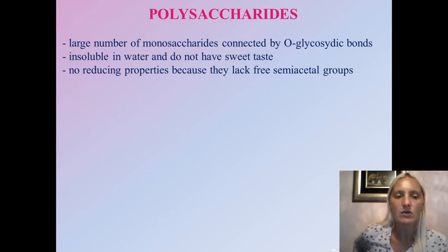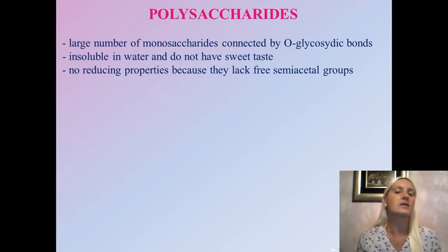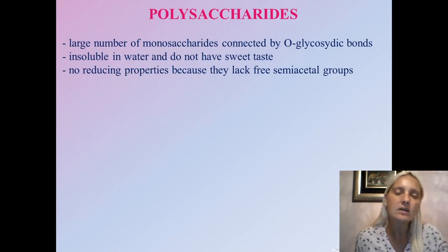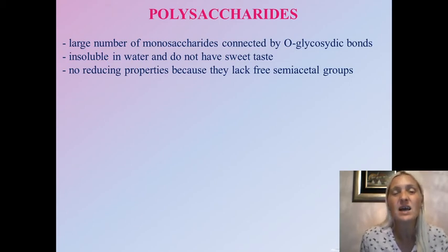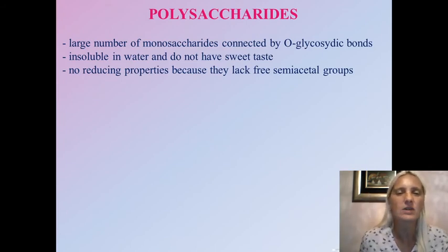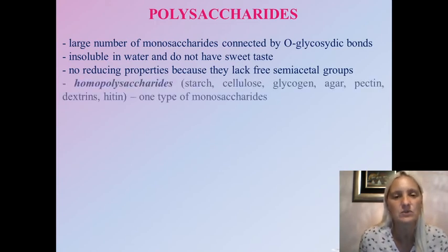Speaking about polysaccharides, they contain a large number of monosaccharides, which are connected by O-glycosidic bonds of different subtypes. But this time they are insoluble in water, especially in cold water, slightly more soluble in warm water, and they do not have a sweet taste. They exhibit no reducing properties because they lack free semiacetal groups. You will see later that, for example, in a molecule of starch or glycogen, you're going to have just one semiacetal group and thousands of glucose molecules, which is definitely not enough for the molecule to exhibit reducing properties.